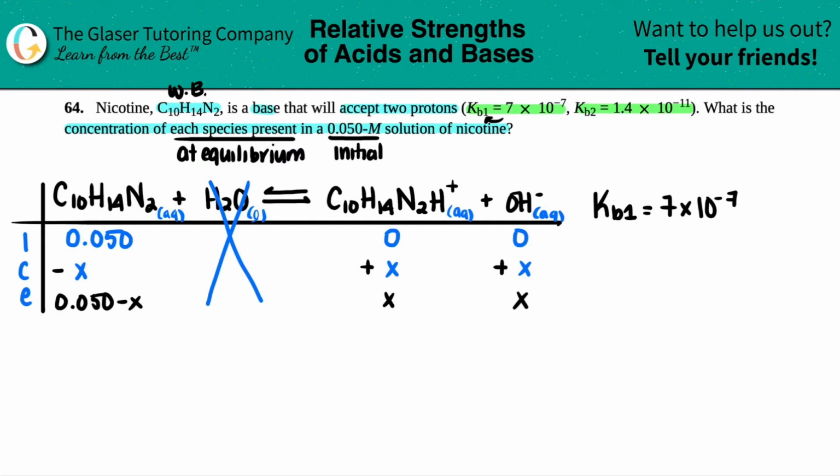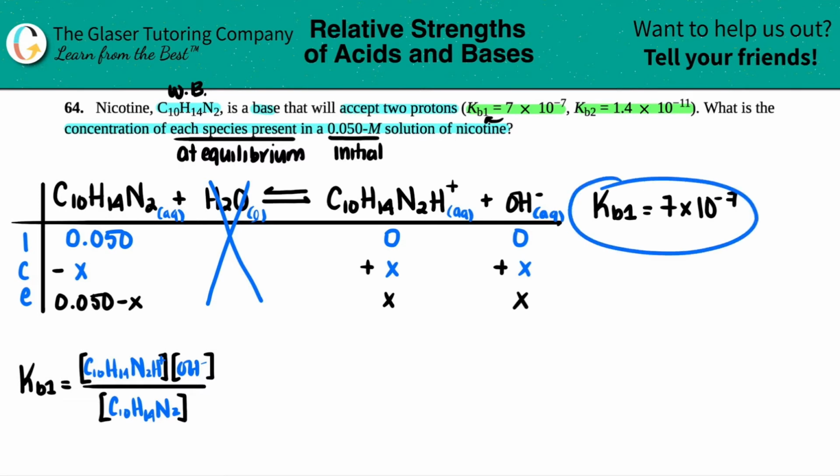So let's start it off. Kb1 equals, remember, any K value is always concentration of products divided by reactants. So it's going to be your 2 products divided by your 1 reactant. So if I just had to write it out, it would be C10H14N2H plus times OH minus divided by C10H14N2.